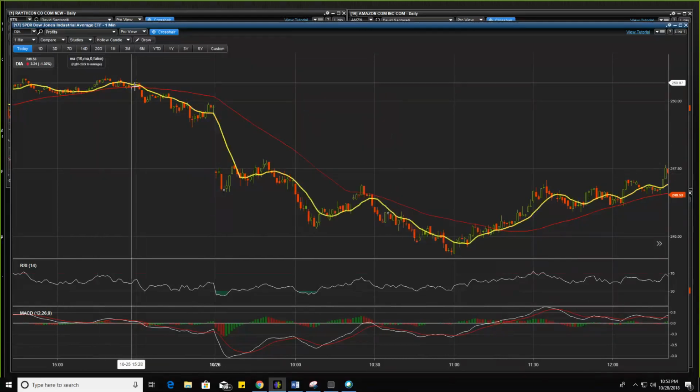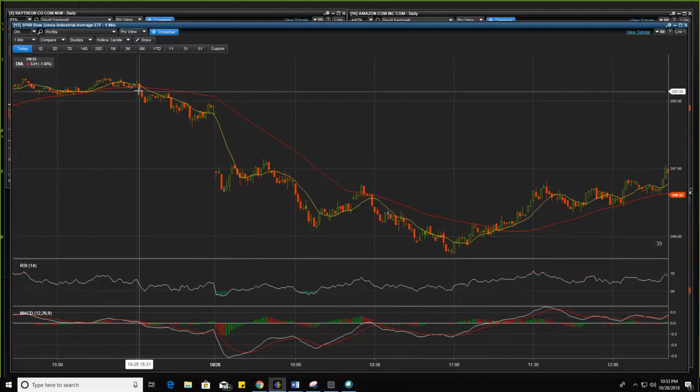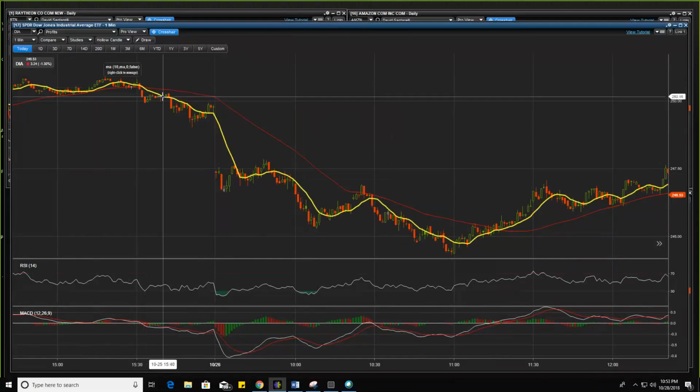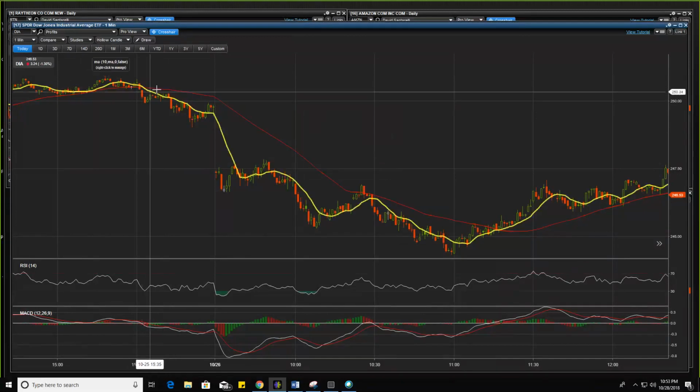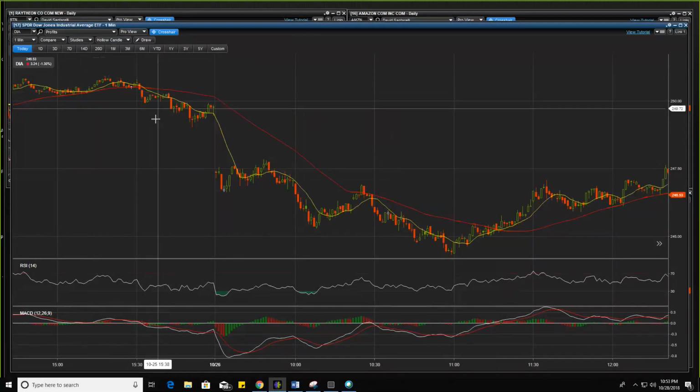So you see our entry was right here, and then our first cross above was right here. So it was a smaller trade, still made some nice profits, and you're using a simple strategy, guys. Now let's say you don't want to look at a minute chart. Let's take a look at a one-day chart.